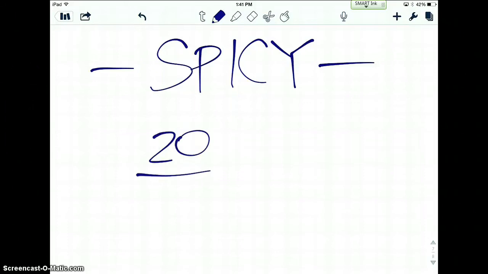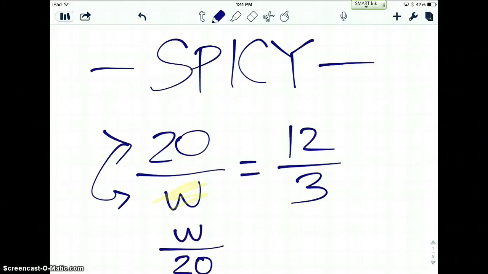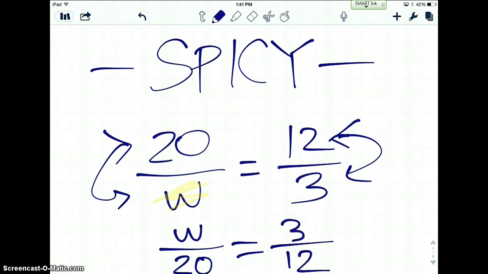Okay? Let's say 20 over W equals 12 over 3. This is spicy because my variable's on the denominator. So what do we have to do here to make it not spicy anymore? Well, we could just flip these around. So I'm going to change it into W over 20. But if I flip that, I'm going to need to flip the other side, known as the reciprocal, and take 3 over 12. And now I'm going to solve this one.